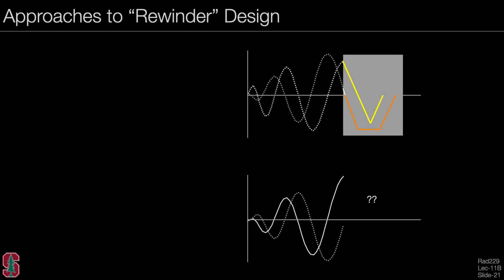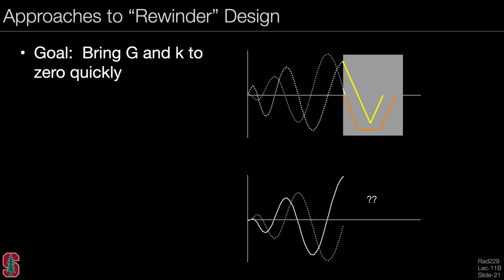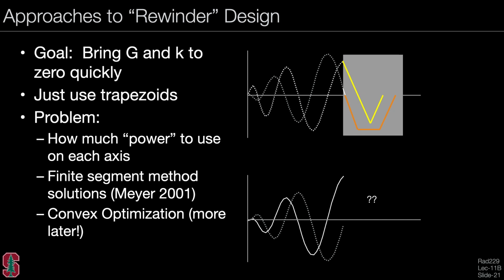So there are different approaches to doing rewinder design that we will probably see in our gradient design lecture later on. The goal is to bring both the gradient and the K-space back to zero very quickly. So one example for spiral is shown here, where the gradient just uses a simple trapezoid gradient waveform. The question, though, is how much power to use on each axis. Again, if we want these gradients to be freely rotatable, then we have to actually think about a two-dimensional problem for this rewind. So there are different solutions, including a finite segment method that was proposed, and convex optimization techniques, which we'll look at a little bit later in the course.